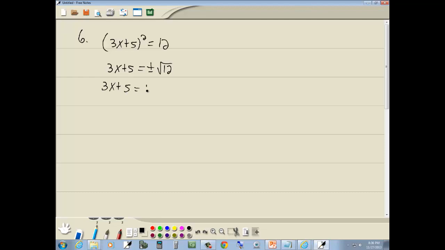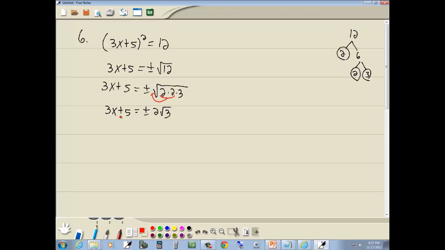Well, 12 looks like something I can simplify. If I did the prime factorization factor tree, we got 2 times 6. 2's prime, so we circle it. 6 is 2 times 3. Both of those are primes, so we circle them. So we're going to rewrite 12 as 2 times 2 times 3. Now I want to simplify that radical. It's a square root, so we need a pair of somethings. Here's a pair of 2s, so they're going to come out in front as a single 2. So we got 3x plus 5 is equal to plus or minus 2 square root of 3.